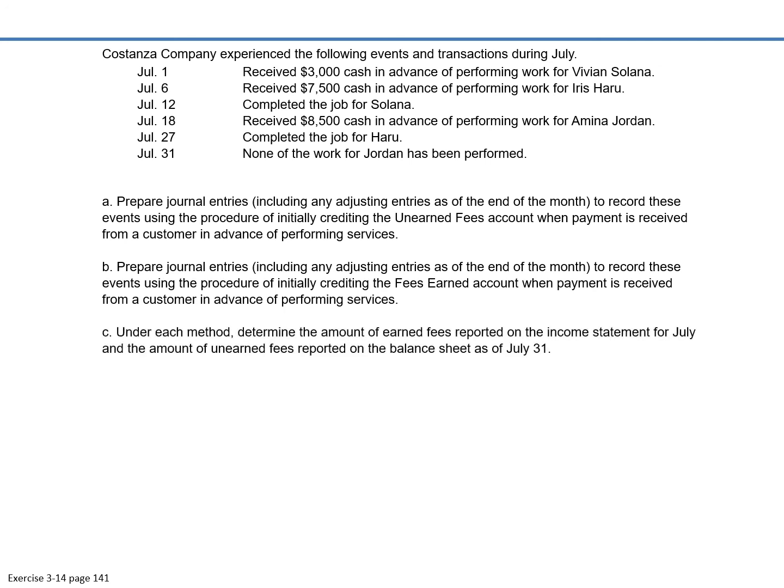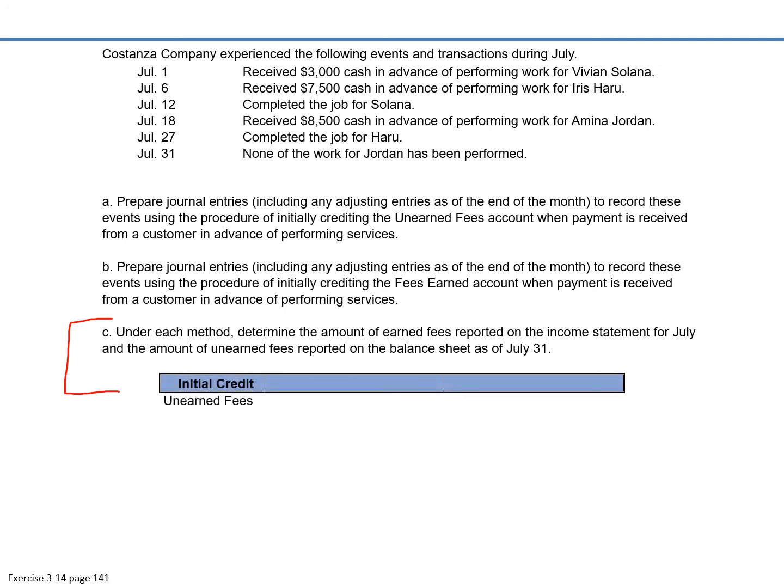Then in letter C, under each of the methods, determine the amount of earned fees reported on the income statement for July and the amount of unearned fees reported on the balance sheet as of July 31st.